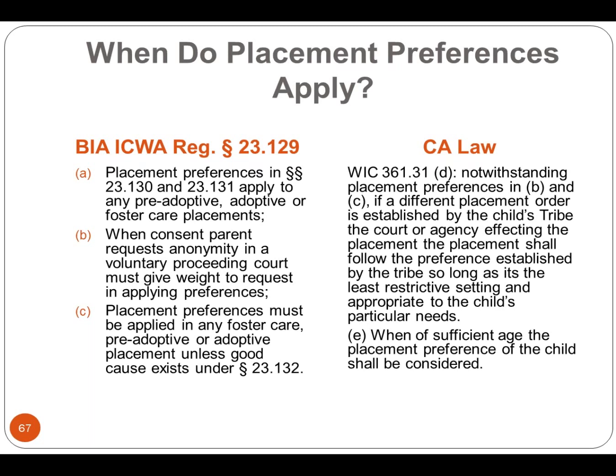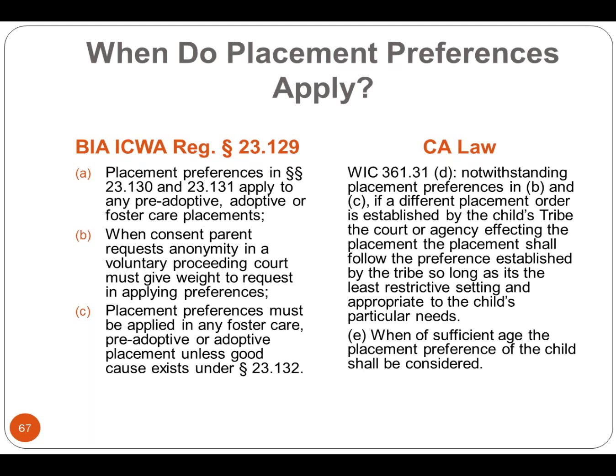When a consenting parent requests anonymity in voluntary proceedings, the court must give weight to that request in applying the preferences. And the placement preferences must be applied in any foster care, pre-adoptive, or adoptive placement unless good cause exists under 23.132. So there are placement preferences. We'll talk about what they are in a moment. But there is also a good cause provision that allows a court to deviate from the placement preferences, much like finding good cause not to grant the request to transfer jurisdiction. We talked about that a little while ago.